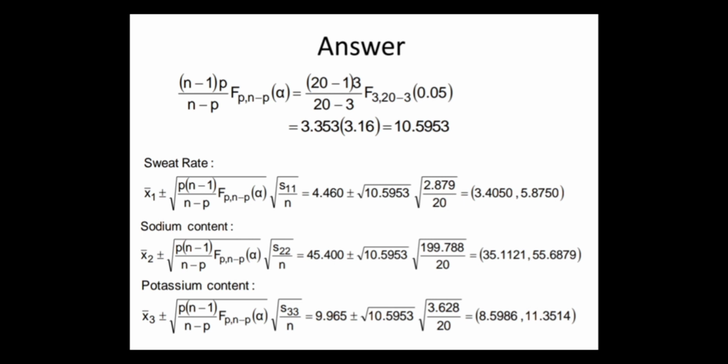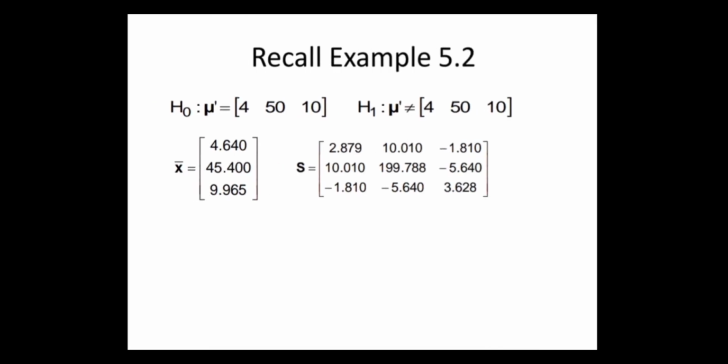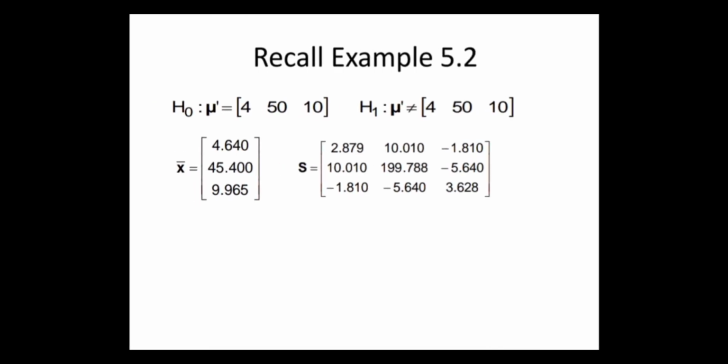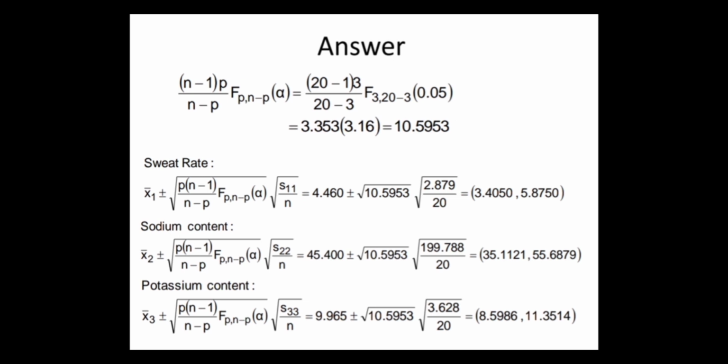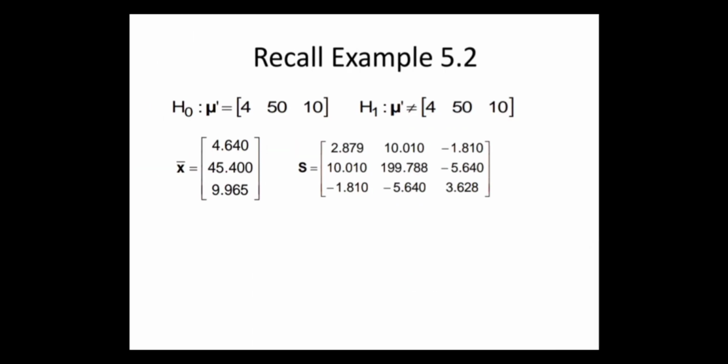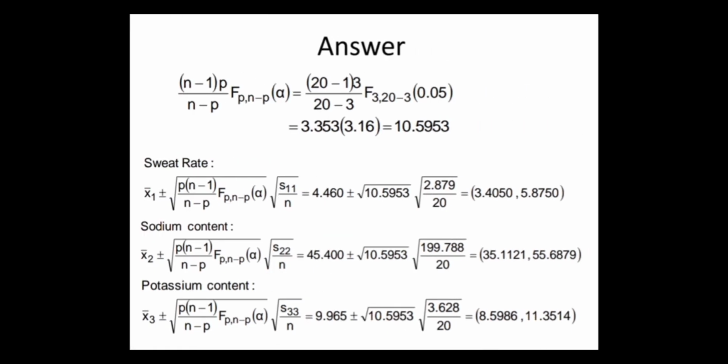So what can we conclude there? We can say that the mu vector tadi, H naught, the mean vector 4, 50 and 10, is a plausible value for the population mean. Okay, that is for the simultaneous interval.